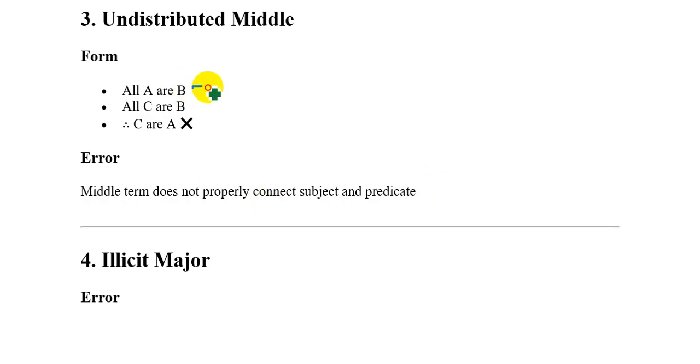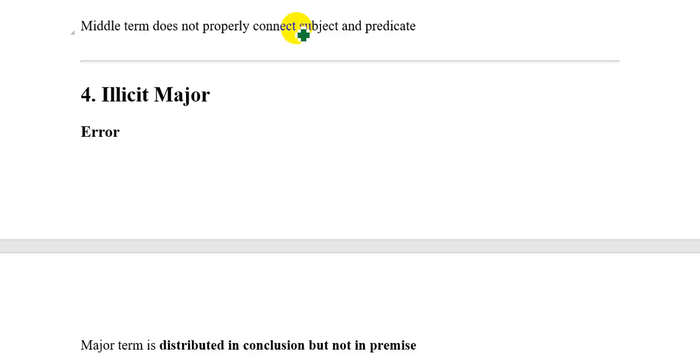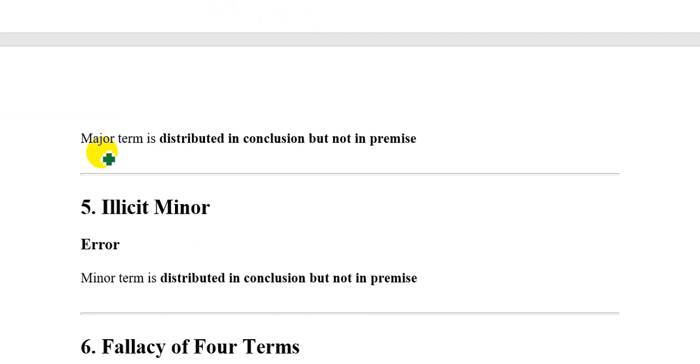If we see, both are A type propositions and B is in the predicate position, and in A type propositions, predicates are undistributed. So both remain undistributed, and therefore the fallacy of undistributed middle has occurred. Illicit major errors. So these are the errors or fallacies that occur when a term is distributed in the conclusion but not in the premises.